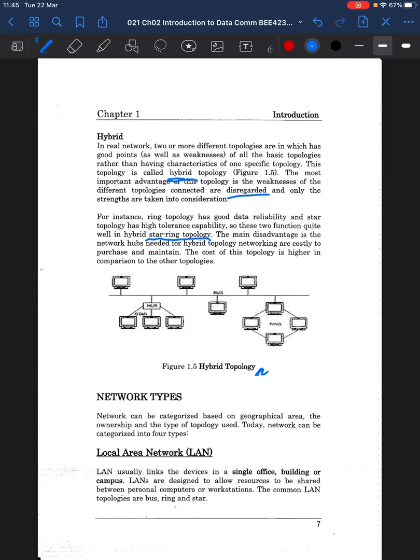The main disadvantage is that the network hubs needed for hybrid topology networking are costly to purchase and maintain. The cost of this topology is higher in comparison to the other topologies. So the disadvantage is always cost, expensive. Okay, that is the most common disadvantage of any network: the cost, expensive.